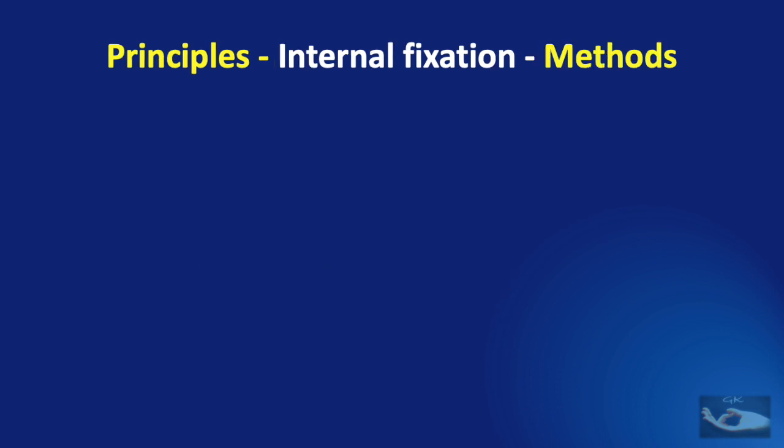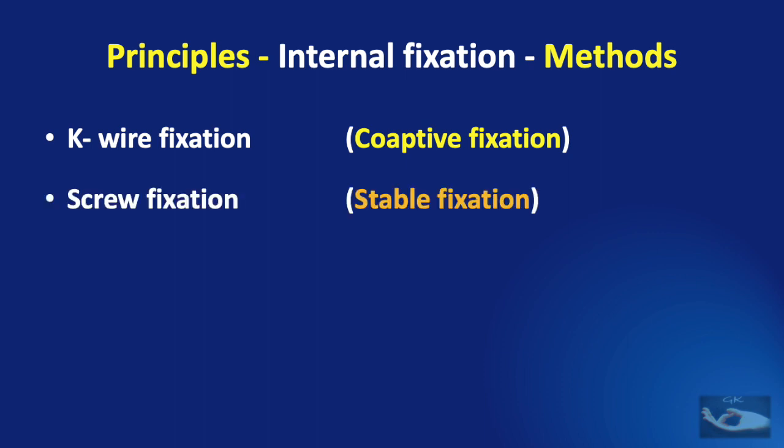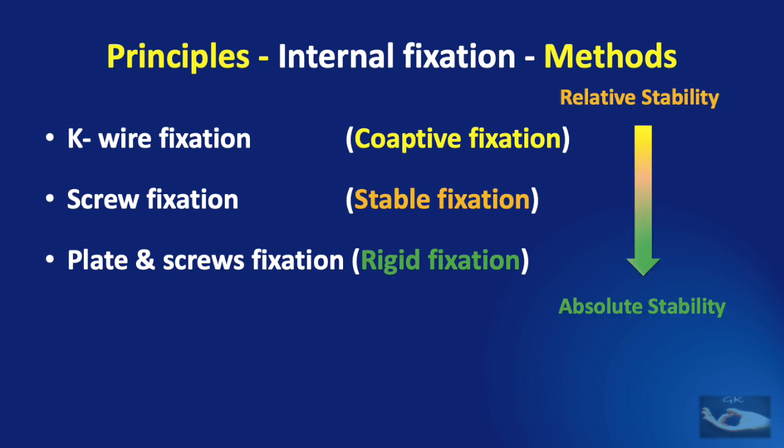Some examples of the methods of internal fixation available are K-wire fixation, which is an example of coaptive fixation, screw fixation, which is an example of stable fixation, and plate and screw fixation, which is an example of rigid fixation. As the fixation method goes from coaptive fixation to rigid fixation, it becomes more and more stable.